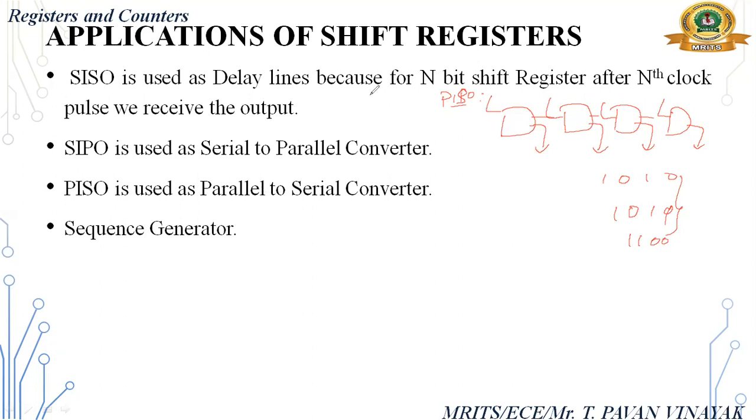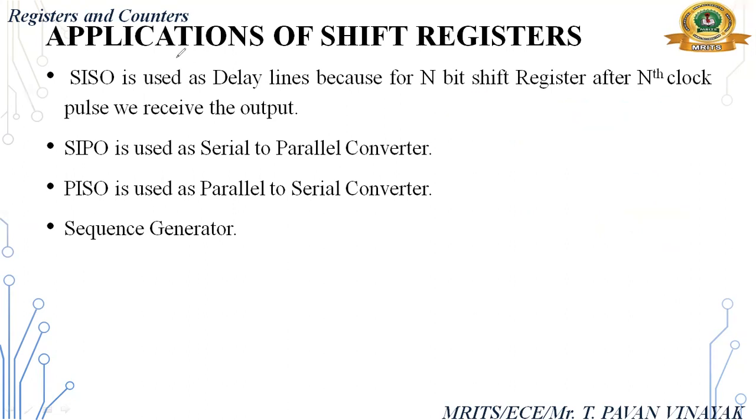Why do we require these sequences? The sequences are used for some code generation, like Hamming code, etc. To generate codes, we require some sequences. For that purpose we use shift registers. Okay, next, ring counter, twisted ring counter. These two are very important, ring counter and twisted ring counter.